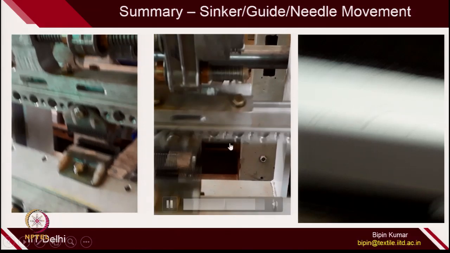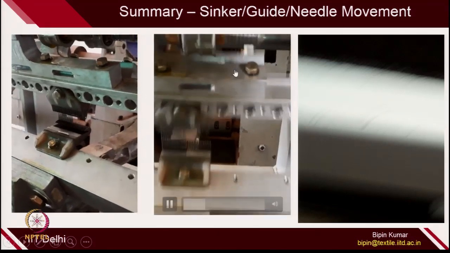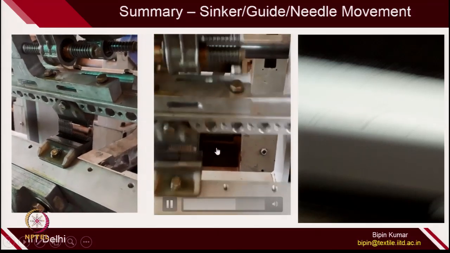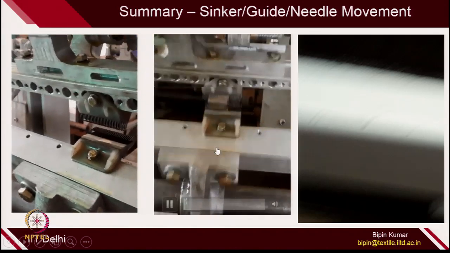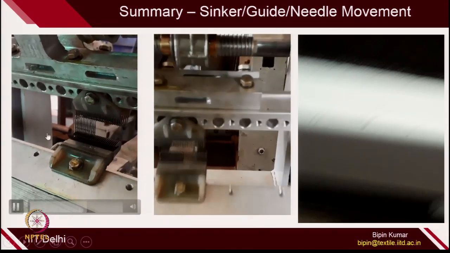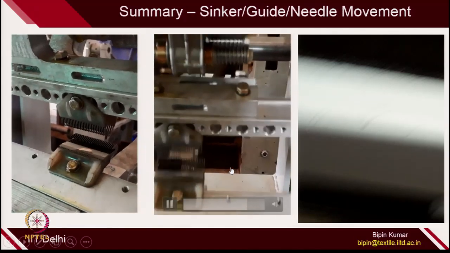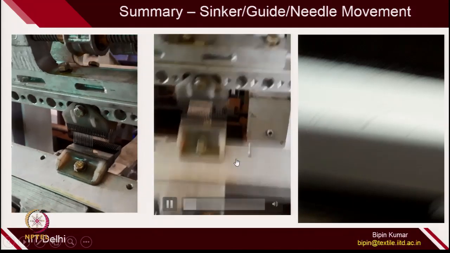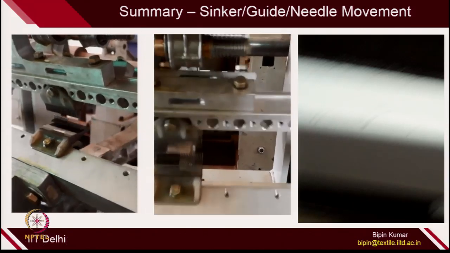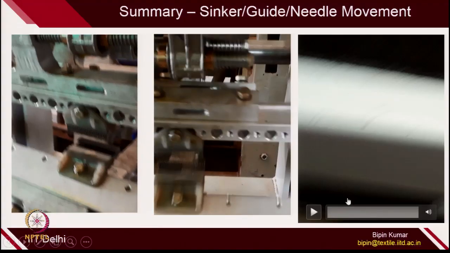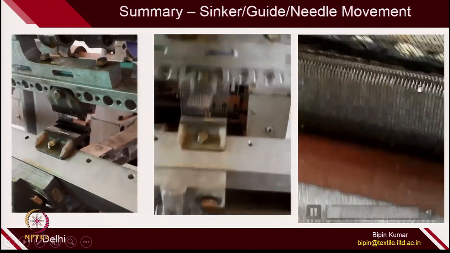In this class we will try to understand how this movement is done and what their function is, because the motion of each of these bars is extremely important in loop formation. We will try to understand these motions, and with the help of these motions we would be able to analyze different fabric structures. This week you would be able to understand how those fabric structures are created and what role these motions, which you can see in the video, play. And this is the actual fabric which is being produced.